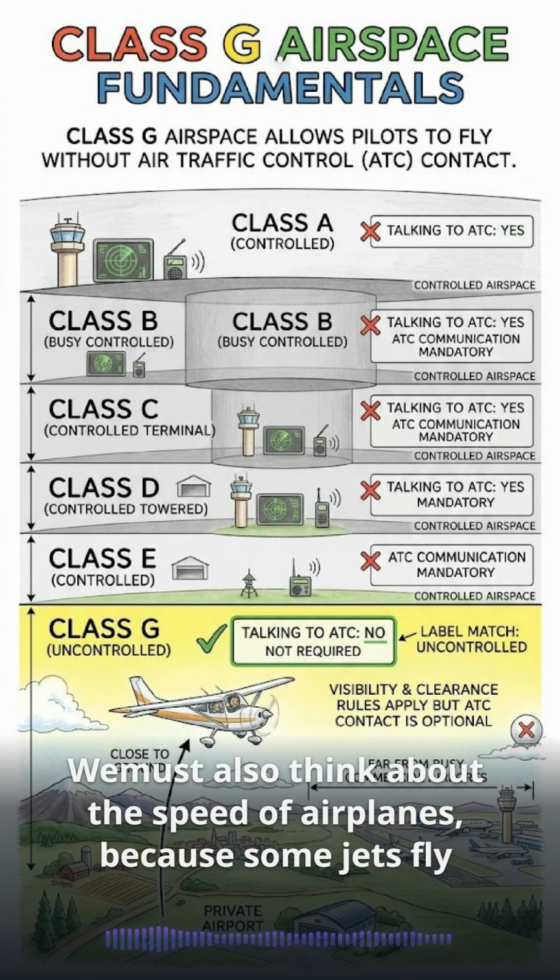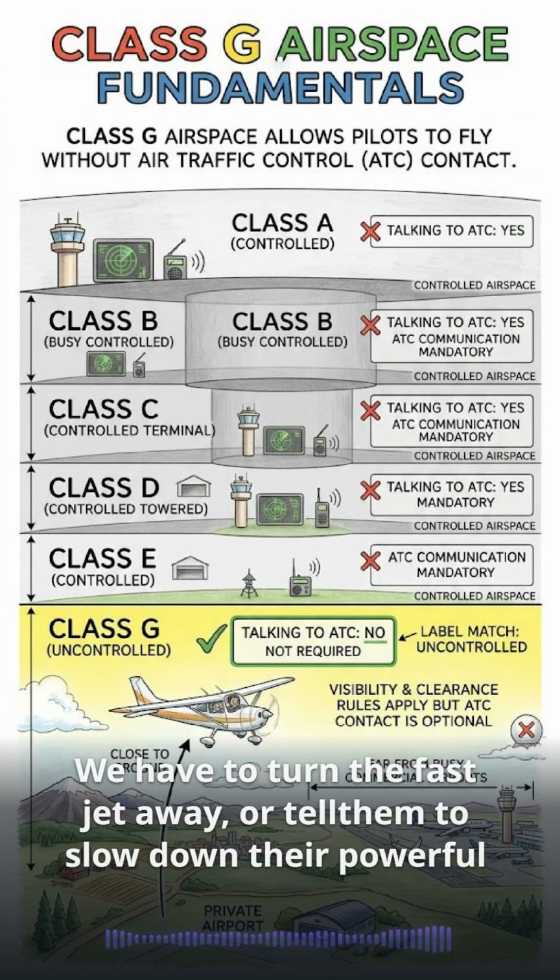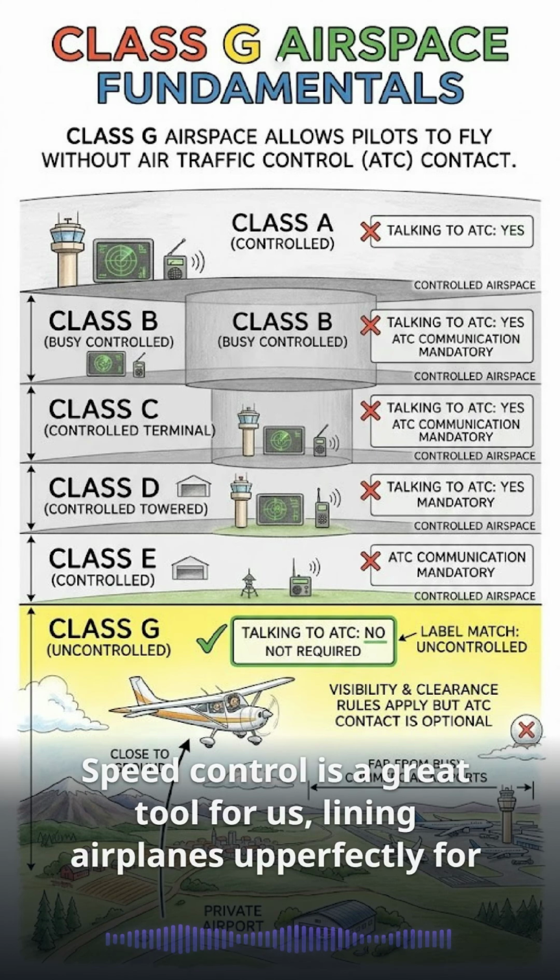We must also think about the speed of airplanes, because some jets fly much faster than others. If a fast jet flies behind a slow plane, the fast jet will easily catch up quickly. We have to turn the fast jet away, or tell him to slow down the powerful engines. Speed control is a great tool for us, lining airplanes up perfectly for a safe active runway.